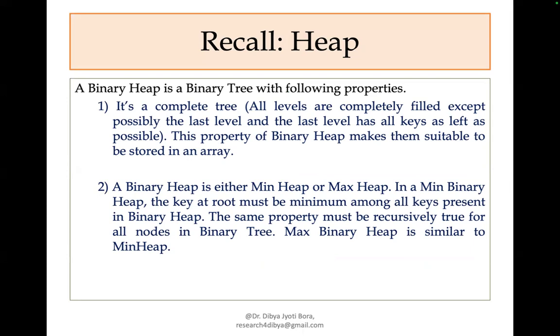It is a complete tree. You guys should know what a tree is, what a graph is, what a complete tree is, right? You have to know. A binary tree has two sides, left and right, right? A binary heap is a binary tree with the property that it is a complete tree. That means all the levels are completely filled except possibly the last level, and the last level has all keys as left as possible.